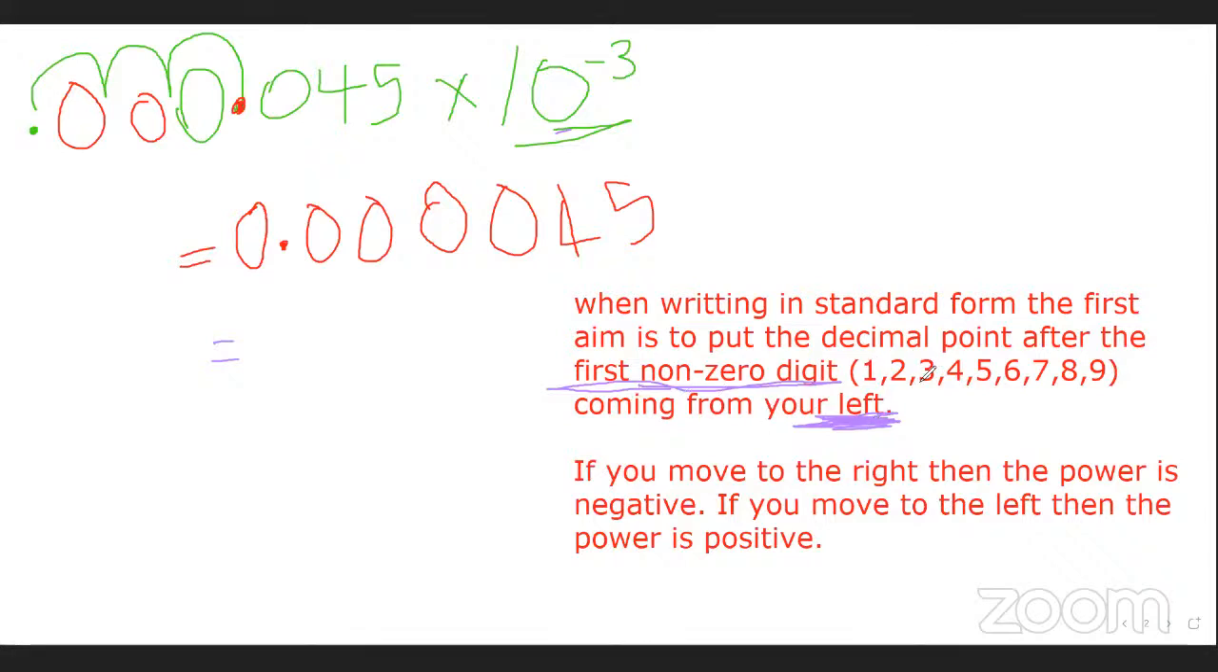Keywords. First non-zero digit. Decimal point. Highlight these keywords for me. Standard form. If you move to the right, then the power is negative. So if you move to the right, power. Right move means power, negative. Left move means power, positive. Keywords. Underline those words in the book. Highlight them. 2 minutes to go. Read it out aloud to yourself.